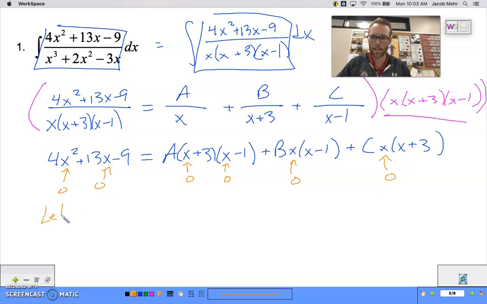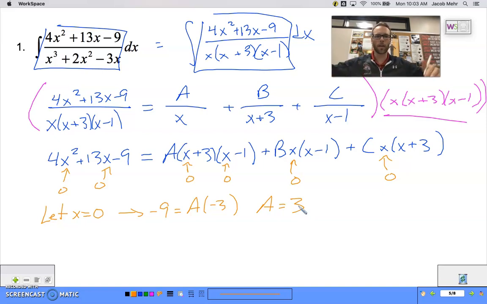So let's let x equal 0, and let's see what equation we get. We get negative 9 equals A times 3 times negative 1, which is negative 3, plus that 0, plus that 0, and we're left with this. So right away, we get A equals 3. So that's a nice little trick. Is there a value of x that you could substitute in that gets you just one of your unknowns left in the equation?